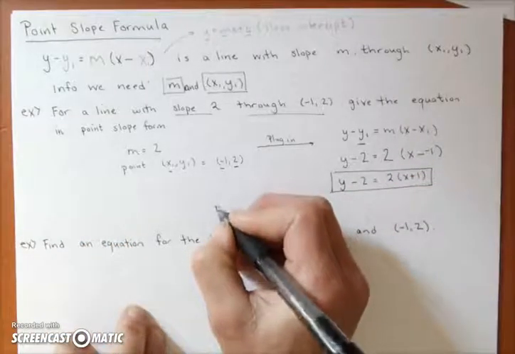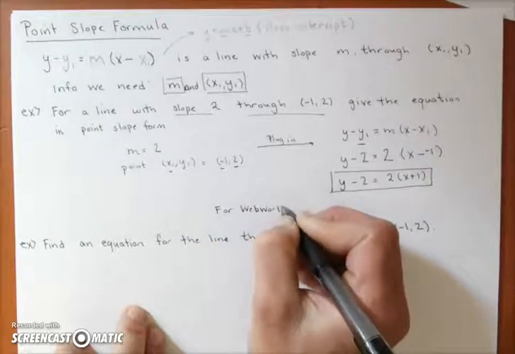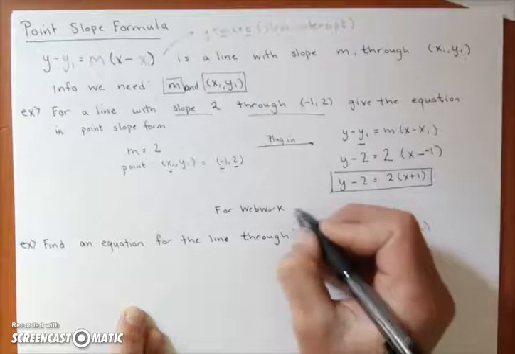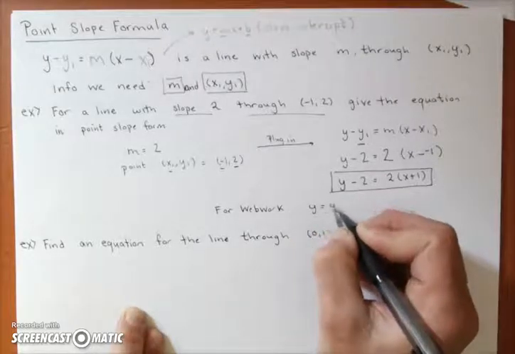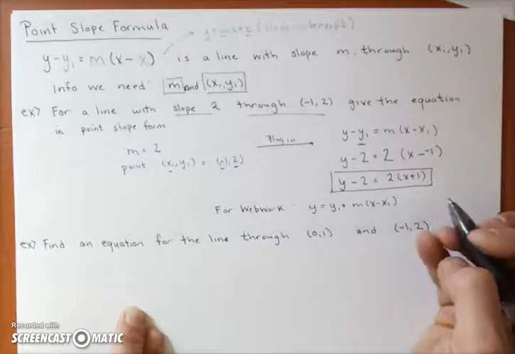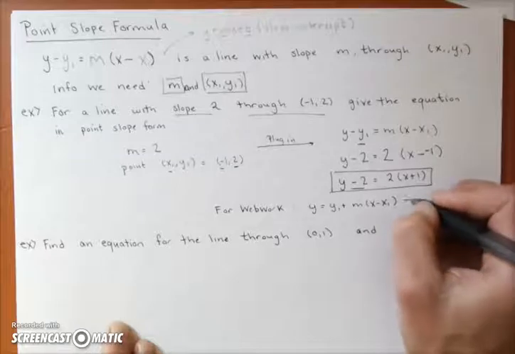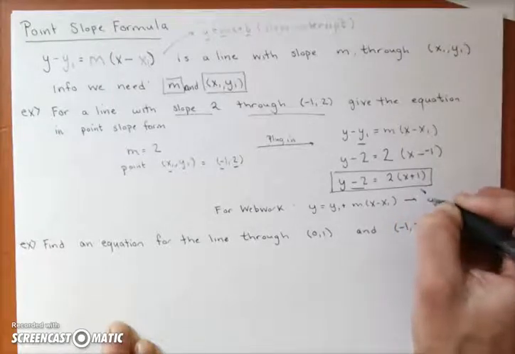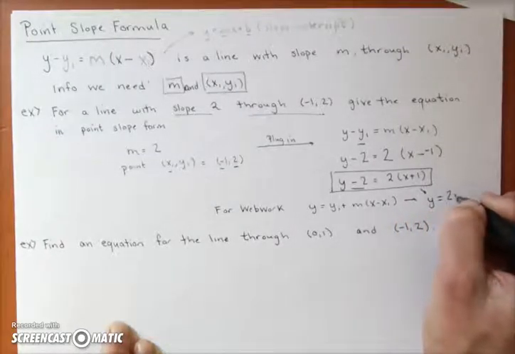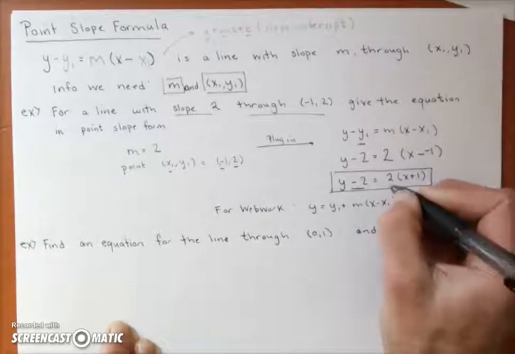For WebWork, it will ask you to write it in a different form. It wants you to write it as y equals y1 plus m times x minus x1. All it's asking you to do there is to bring this minus 2 over to the other side. So for WebWork, I would enter y equals 2 plus 2 times x plus 1. I just added this 2 over to this side.